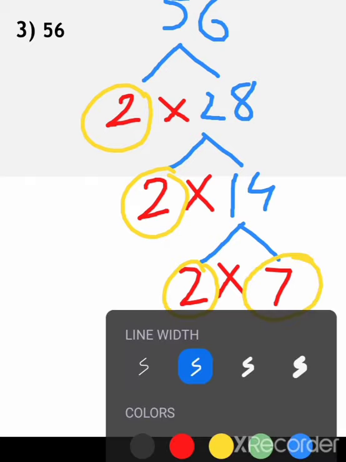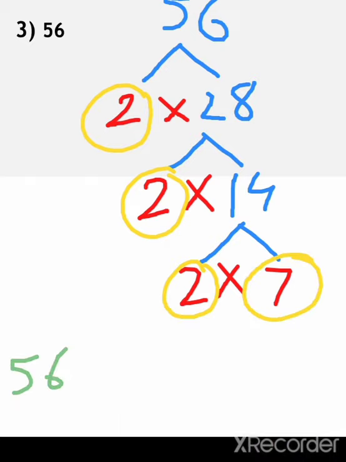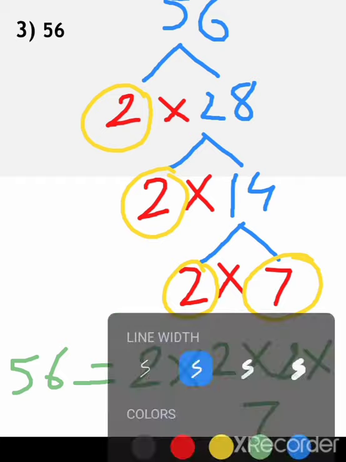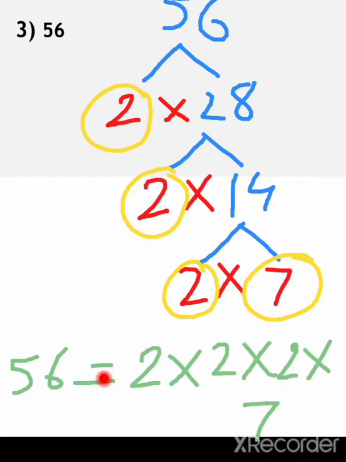So how will I write the answer? 56 is equal to 2 into 2 into 2 into 7. It is very compulsory to put this equal to sign and into sign between the prime factors.